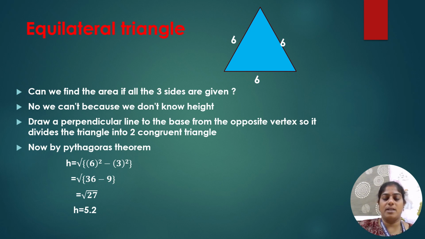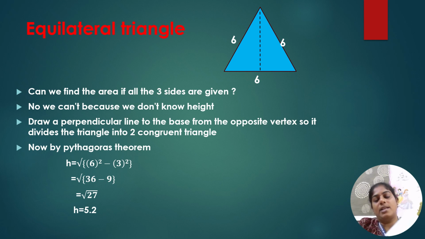Here also the base value is given. You don't know the value of height. So similarly the same process has to be followed here. So this is a triangle. Just draw a perpendicular line from the opposite side of the base. This is the opposite side of the base. From here you will be splitting the triangle into two congruent triangles.